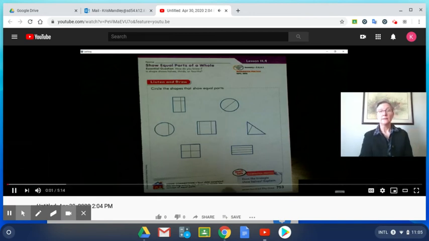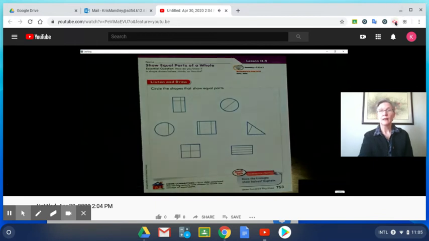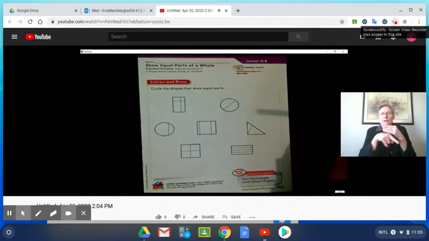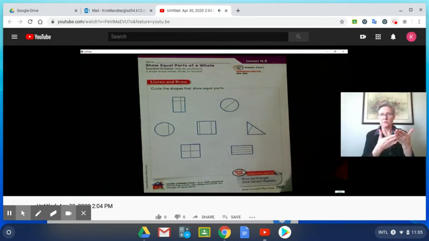Today in math, we're going to talk about what shows equal parts of a whole. So when you look at this picture here, it's telling us to circle the shapes that show equal parts. And I want you to remember that equal means fair. So if you have another friend or two other friends, you want to make sure that you're giving them an equal part, which is the same amount you're getting as your friend.